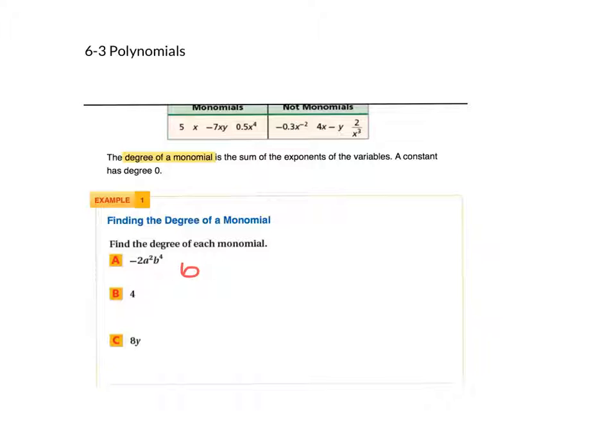Okay, in example B, the number 4 doesn't have a variable. Since it doesn't have a variable, it's 0. Because remember, it has to be the sum of the exponents of the variables according to that definition of degree of a monomial. And in example C, we have a variable. If the exponent's not shown, there's really a 1 there. So the degree of this monomial is 1.